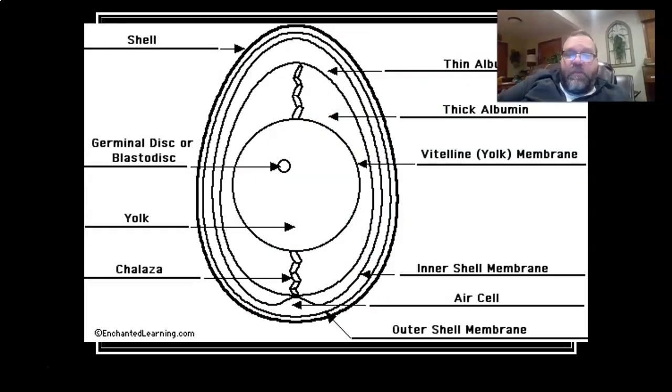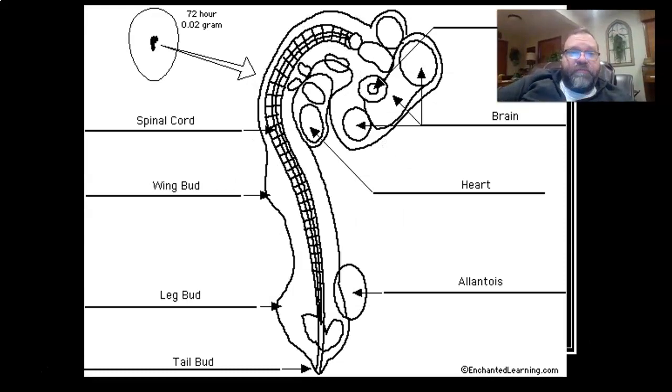Here's the same picture, a little bit different. In fact, I think actually this is the picture that's on the test, if I'm not mistaken. You have the thin albumin, the thick albumin, the vitelline or yolk membrane. We have the inner shell membrane, the air sac. Air sac is just a tiny little spot of air inside of the cell. We have the outer shell membrane, the chalaza, again, that little thing that holds it upright. The yolk, the germinal disc, sometimes it's also called the blastodisc. And that's actually the fertilized egg right there. So this is actually the picture that will appear on the test. Make sure you know this.